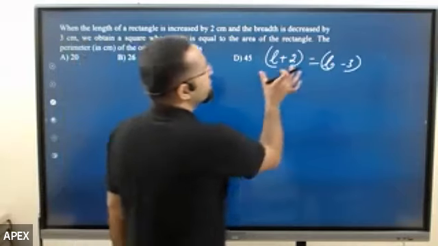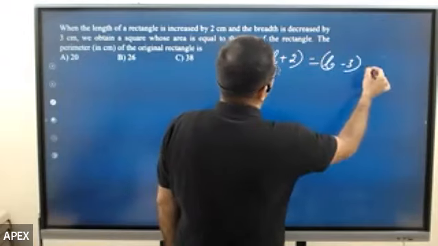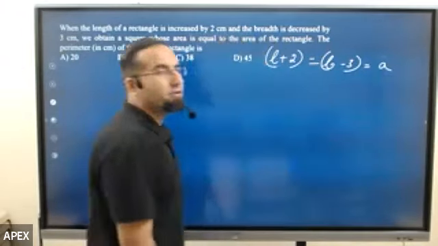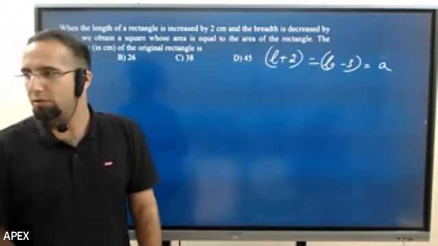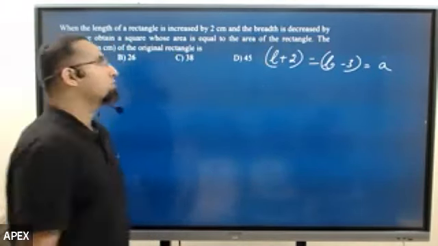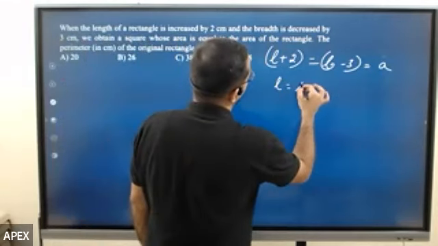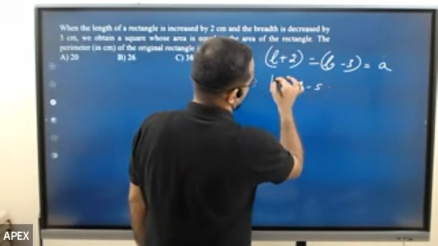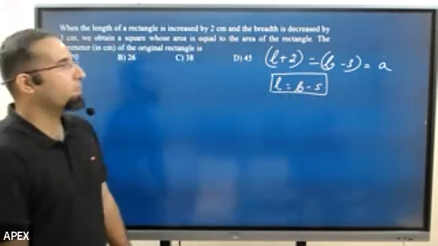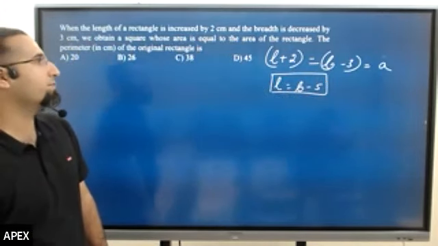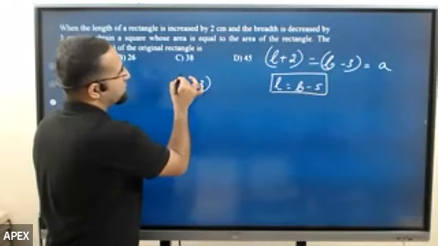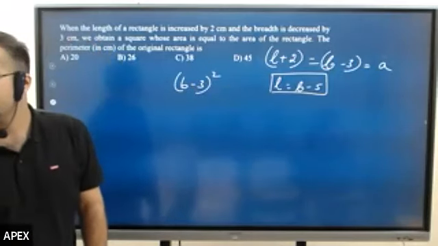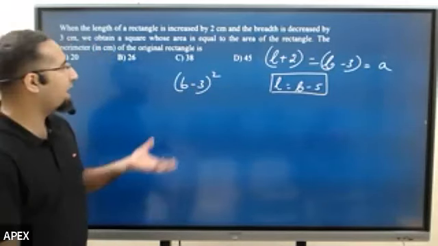So this is the side of the square, right? Or you can also, if you want, write the value of the side of the square as A. Either you write in the form of L or in the form of B. You choose. So I can write L is equal to B minus 5. Now this is my side of the square. Area of the square becomes B minus 3 whole square. Clear?